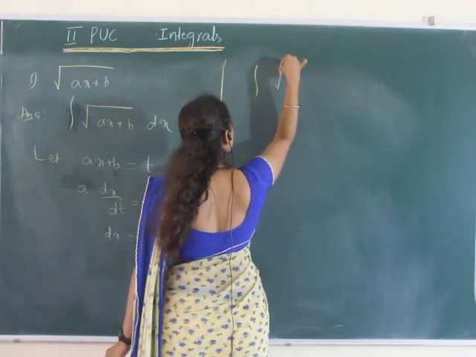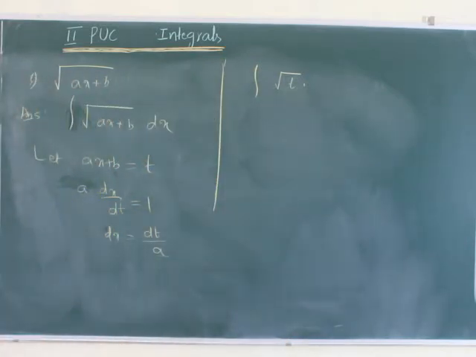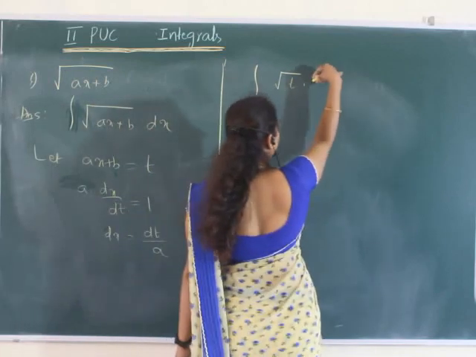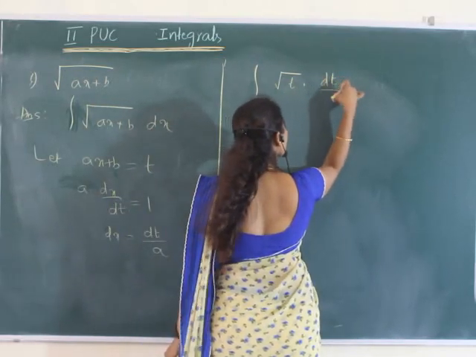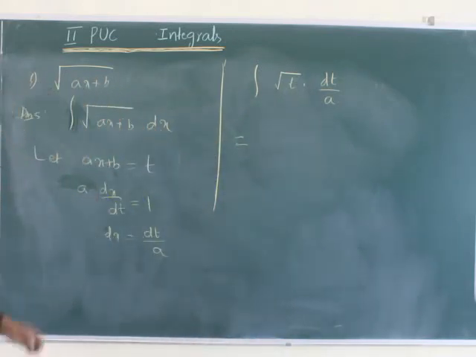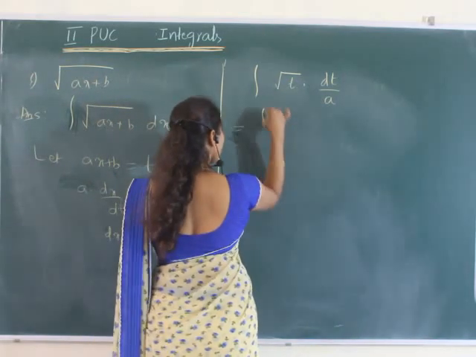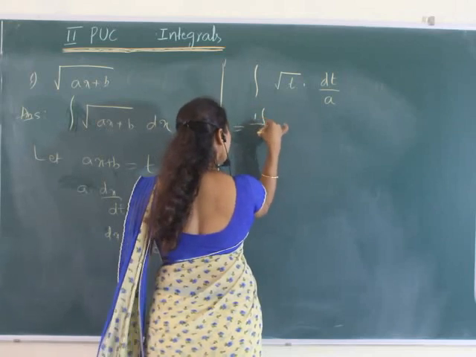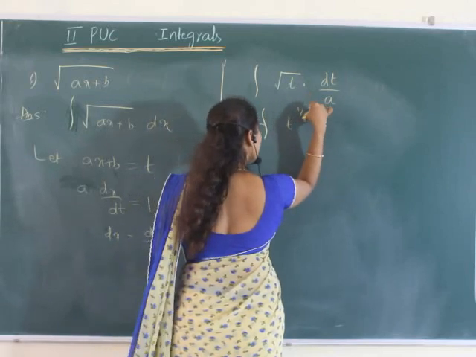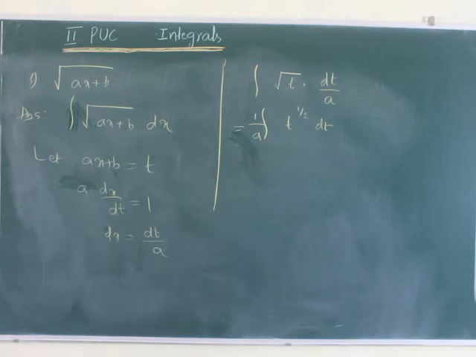Therefore I'll resubstitute: the integral of root t into dx as dt by a. This will be equal to root t. What is the integral of root t? That means t to the power half. I can write 1 by a outside, 1 by a into the integral of t to the power half dt. It is in the x to the power n form, so the integral is x to the power n plus 1 divided by n plus 1.